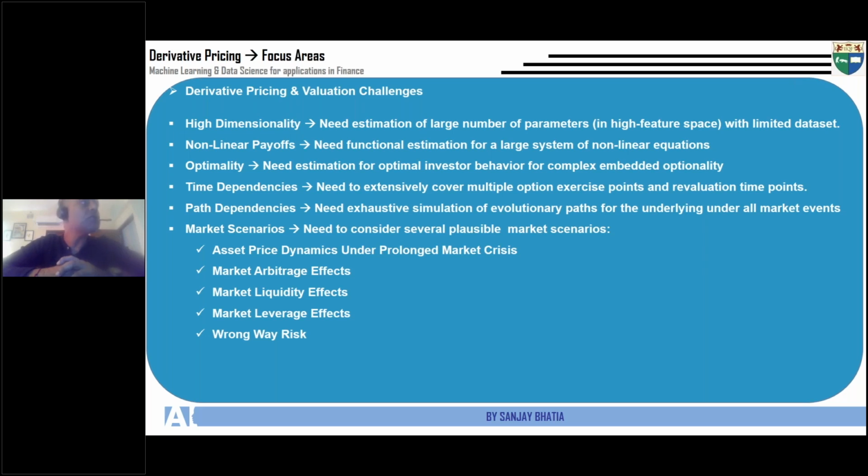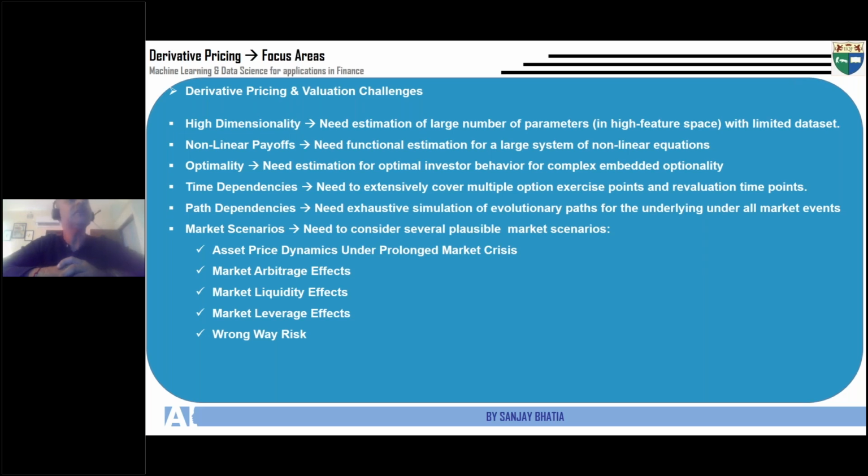The next thing is also related: path dependency, right? Path dependency means that if an option, especially the Asian options, they are path dependent, right? Some of the exercising conditions of the Asian option say that you take the average of the price till that particular point, and compare it with the strike, right? Something like how the price path has evolved till a particular point, that average price is compared with the strike to assess whether the option has a positive MTM.